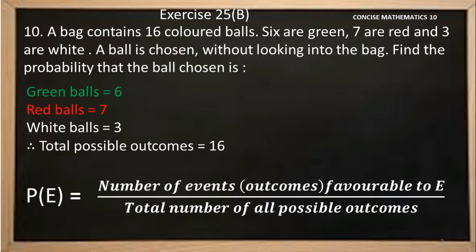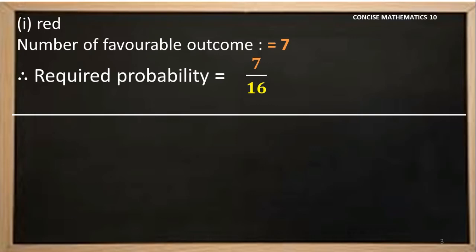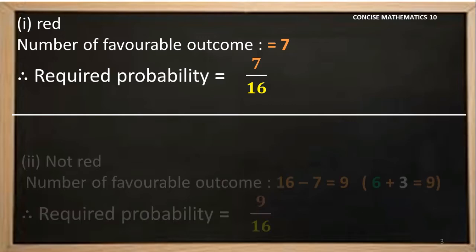The first sub-question says, find the probability that the ball chosen is red. How many red balls are there? 7. Hence the number of favorable outcomes is equal to 7 and the required probability is 7 by 16. Then find the probability that the ball chosen is not red.